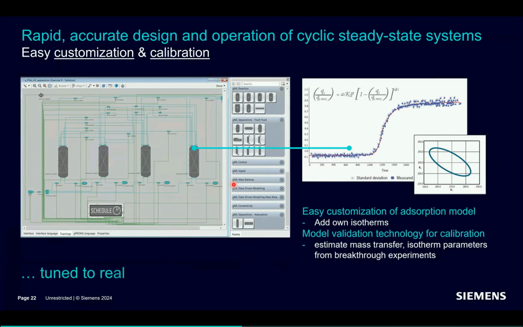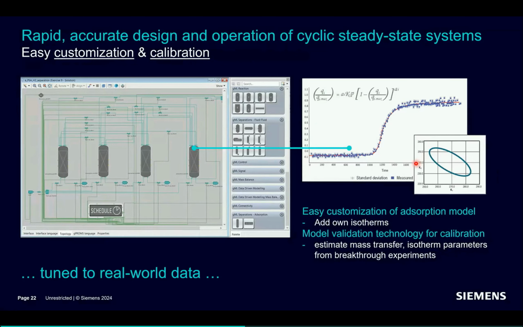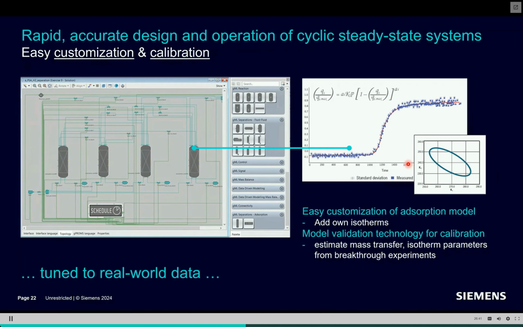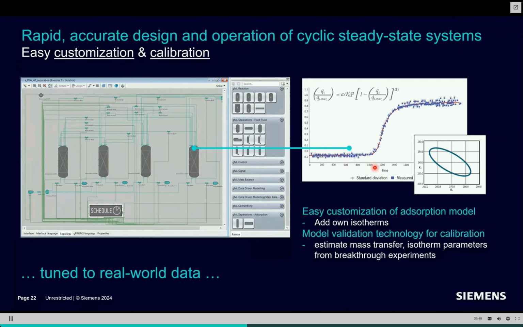The gPROMS process adsorption library is tailored for easy customization and calibration. The library provides a list of custom templates. The user can easily implement their own models, such as adsorption isotherms, adsorption kinetics, etc. The adsorption model can be validated with lab or plant data using the powerful gPROMS model validation technique. For instance, users can extract mass transfer parameters from column dynamic breakthrough profiles by fitting data with model prediction results.